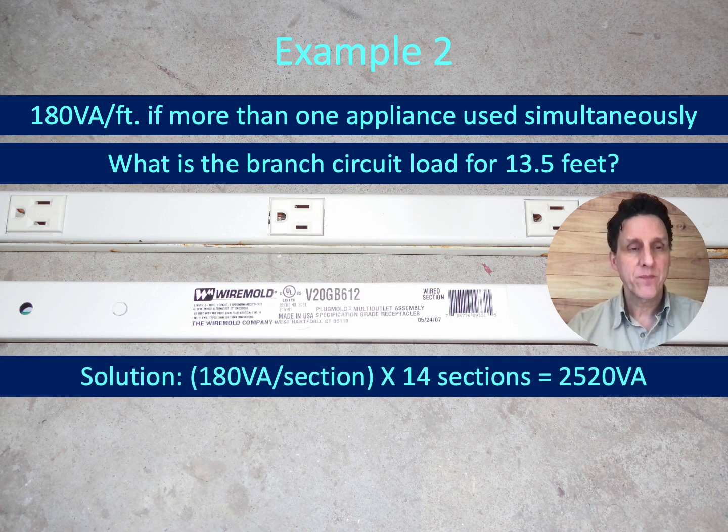Here's the solution. 180 volt amps per section times 14 sections. And again, I'm doing 14 sections instead of 13.5 because every fraction of a section counts as a whole section, right? Every 1 foot section or fraction thereof is 180 volt amps. So the math there works out to 2,520 volt amps. That's how we do the math. Let's do another one.